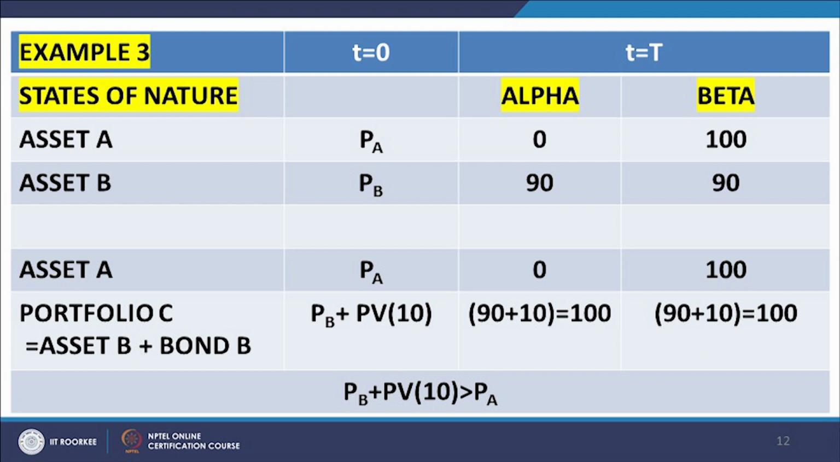Now let us look at the situation. In state beta, asset A is giving me 100, and portfolio C is giving me 100.